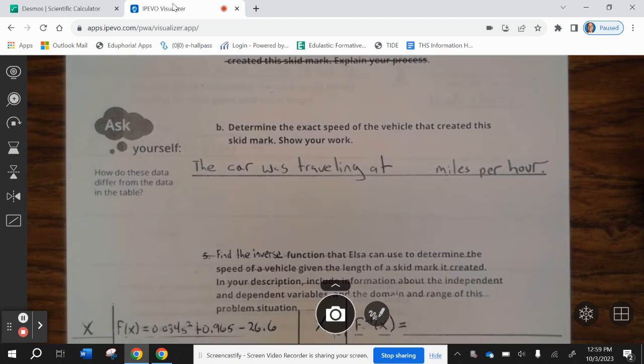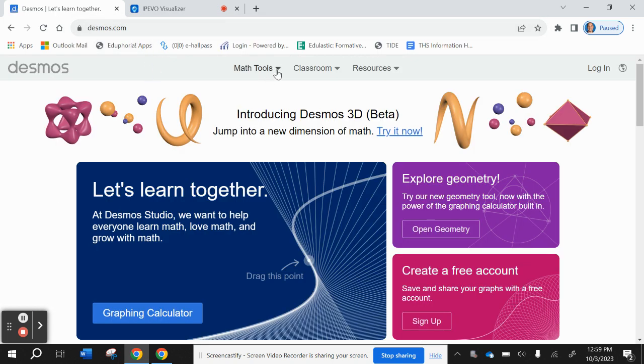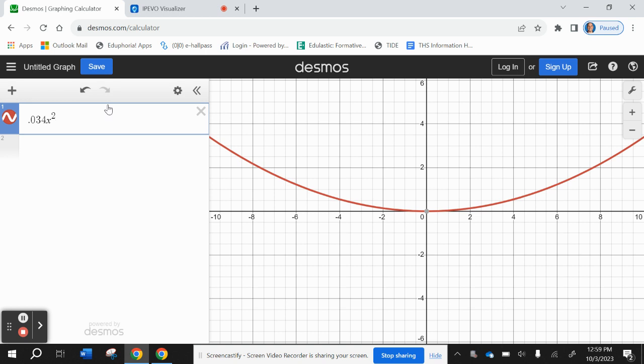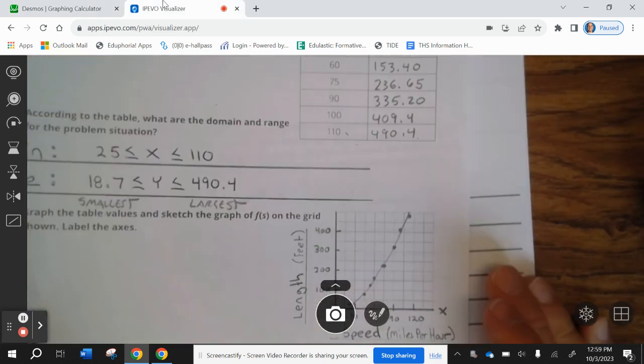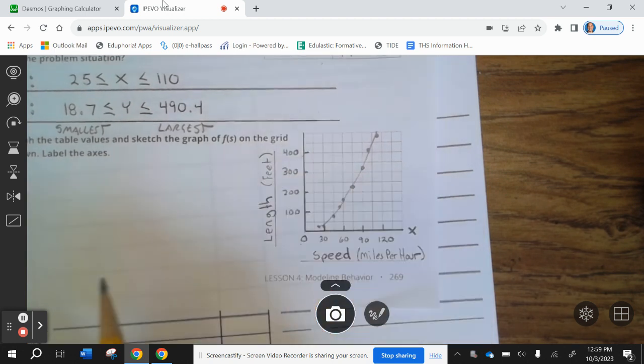So, what we're going to do is we're going to go to Desmos. Now, we need to graph the equation. So, graphing calculator. So, 0.034 x squared plus 0.96x minus 26.6. Now, we need to adjust the window. And to do that, we're going to use 0 to 120, 0 to 400. Okay?